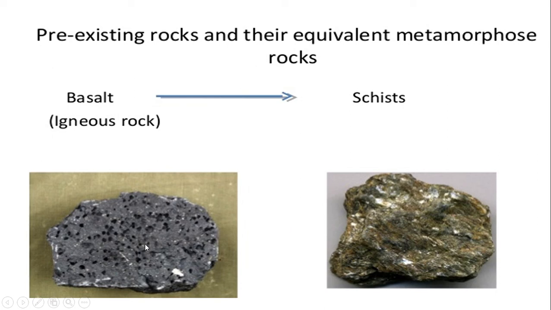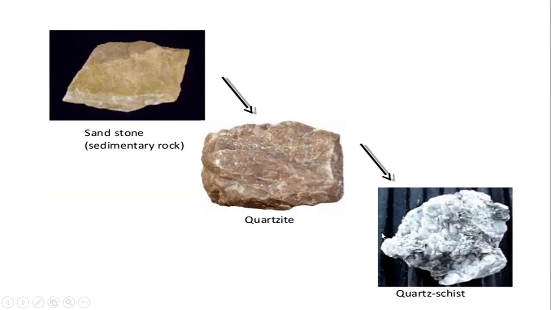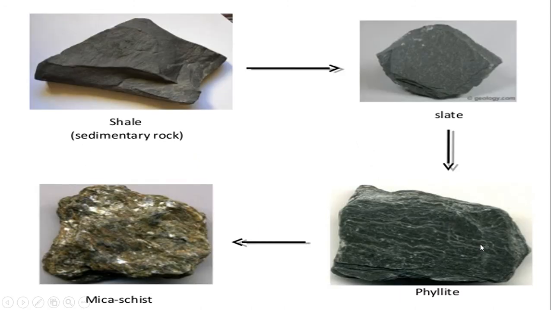From this into this. Another is sandstone, which is a sedimentary rock. It will be converted into quartzite, and quartzite, which is a metamorphic rock, will also undergo some metamorphosis and it will be converted into quartz schist. From shale, we have a slate, then from slate to phyllite, then phyllite to mica schist. So this is the metamorphism of a rock.